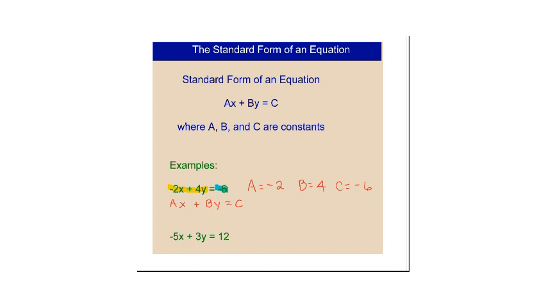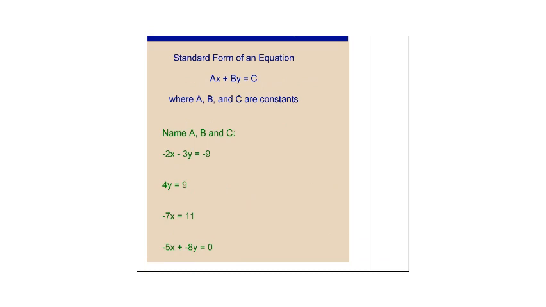So basically I'm pulling my x and my y over to the left and my constant that is by itself over to the right. What we're going to be doing today is taking equations that are in different forms and putting them into this form. So if we look at the next equation, let's see if we can determine what A, B, and C are. Take just a minute and see if you can figure that out. You should have A equals negative 5, B equals 3, and C equals 12. And this is in standard form. X and Y are over on the left-hand side, and the constant is on the right-hand side.